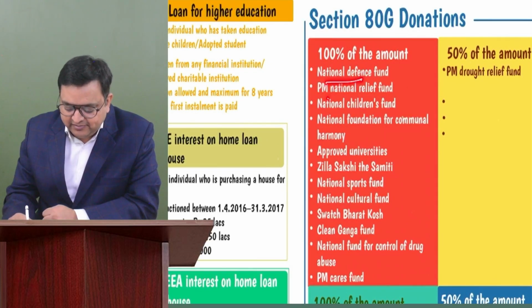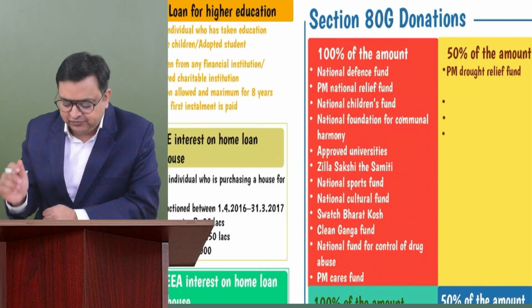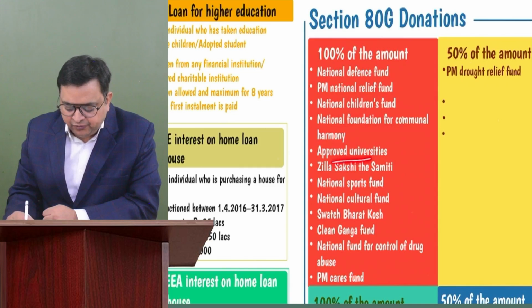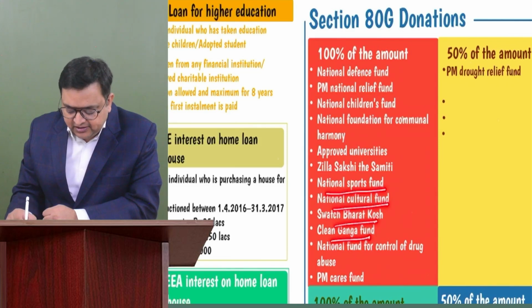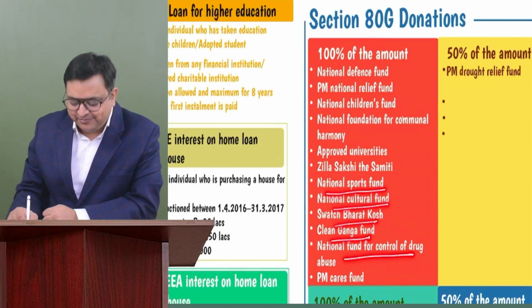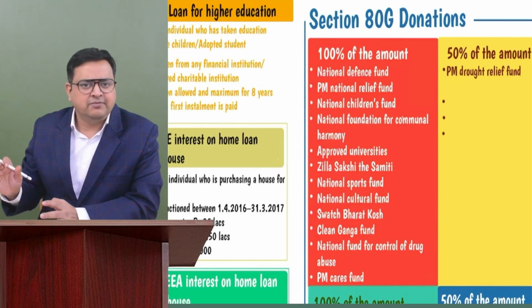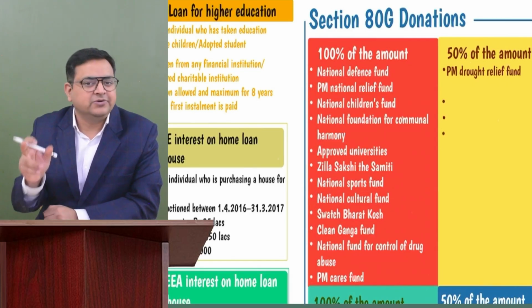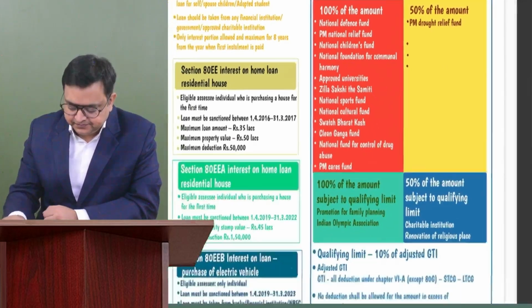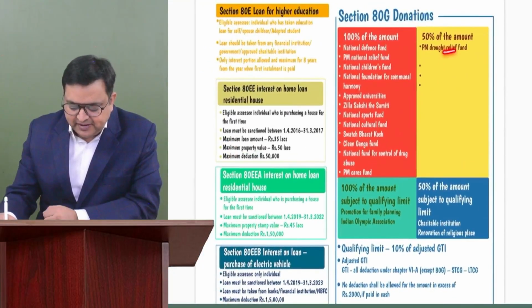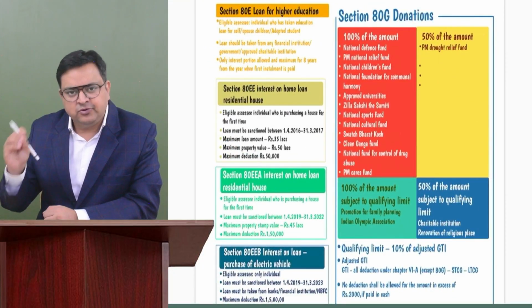National Defense Fund, Prime Minister National Relief Fund — mainly the word national you will see in most of the cases — National Children Fund, National Foundation for Communal Harmony, approved university, Zilla Saksharta Samiti, National Sports Fund, National Cultural Fund, Swachh Bharat Kosh, Clean Ganga Fund, National Fund for Control of Drug Abuse, PM Cares Fund. Here, if the assessee has donated, 100% of the amount donated would be the deduction, only under optional regime, default regime no. Second, Prime Minister Drought Relief Fund, 50%: whatever is the amount donated, 50%.